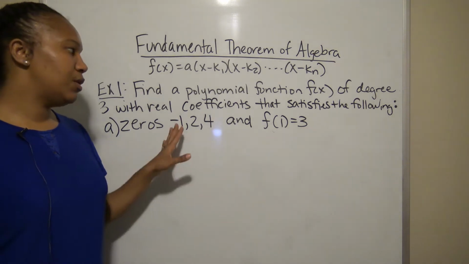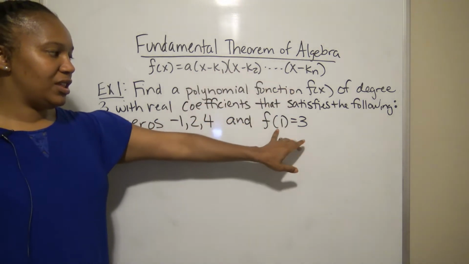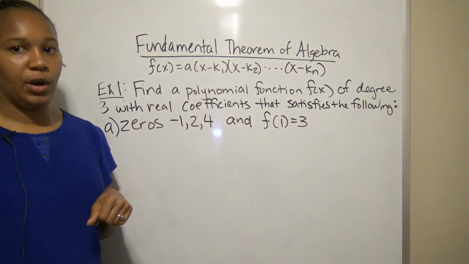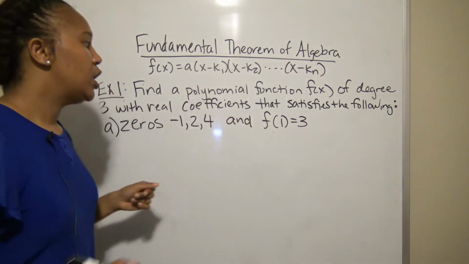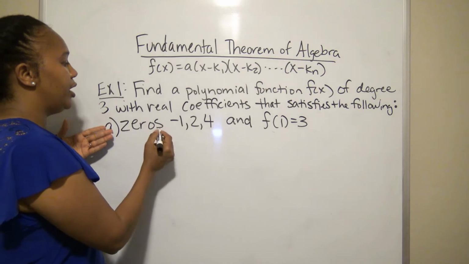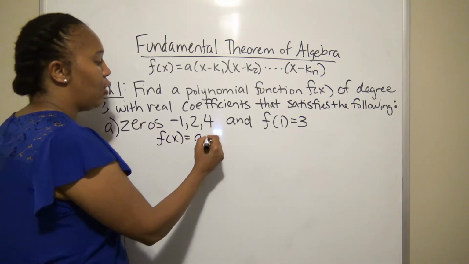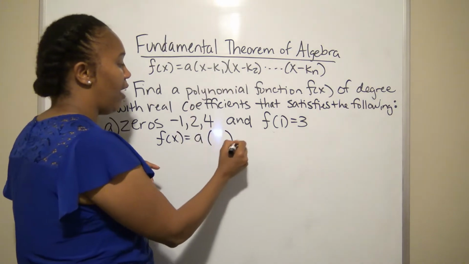So the zeros help me to be able to write out the factors, but this additional piece of information, which gives me a point on the graph, helps me to be able to figure out what the leading coefficient is. So since it's a polynomial of degree 3, then by the fundamental theorem of algebra, I know that this polynomial will have 3 factors.